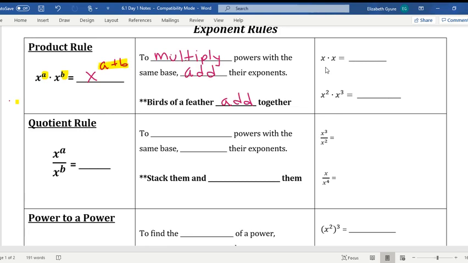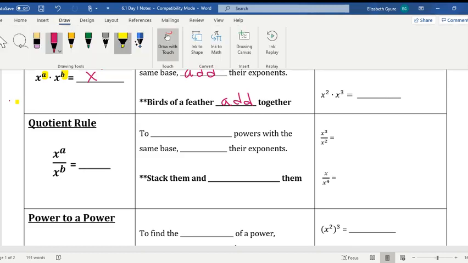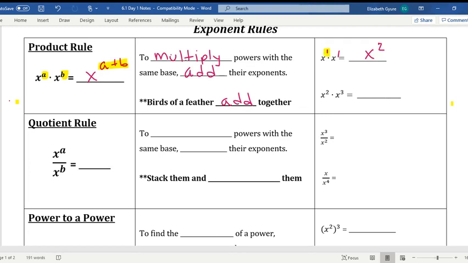Anyone? Yeah, it would be a 1, exactly. So technically this is x to the first times x to the first. So our rule is to add our exponents. Well, ladies and gentlemen, what's 1 plus 1? 2. So if I have x times x, it becomes x to the second, because 1 plus 1 is 2. So I just take my exponents, which were 1s, and I add them together to get 2.